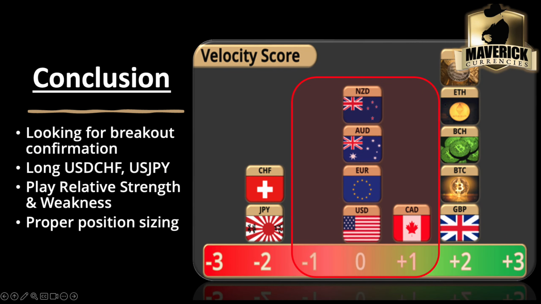So in conclusion, we're looking for these breakout confirmation. Until then, I want to sit on the sideline. Again, this is that last week of the month where things quiet down. Not a whole lot on the docket. So just be very careful and very picky with your picks.